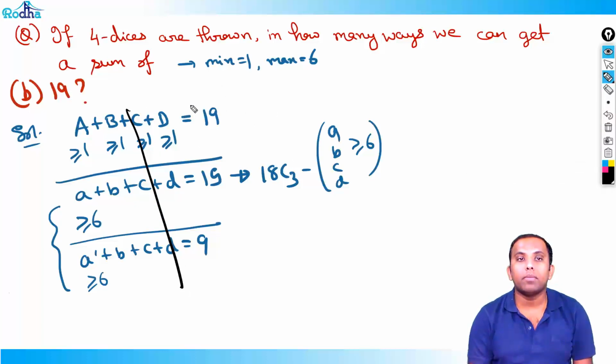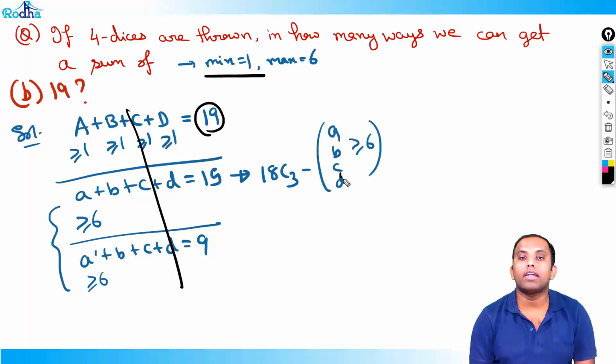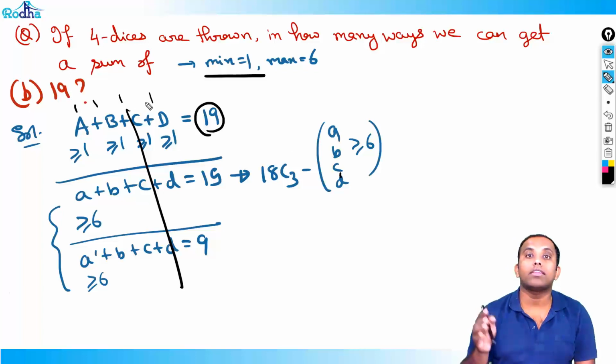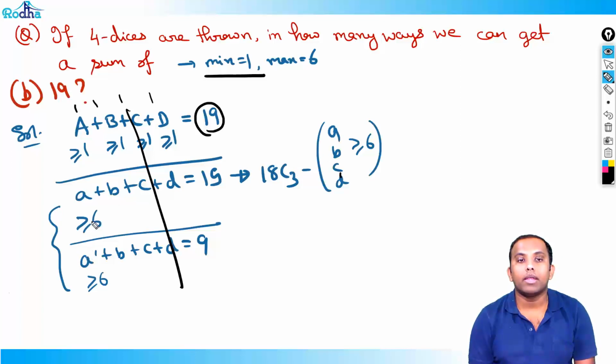If A plus B plus C plus D is equal to 19, in that case I'll satisfy the minimum condition. So minimum is 1, all are 1, 1, 1, 1. So 19 minus 4 is 15 now. So the total number of solutions is 18C3. In that, I have to subtract all those cases where A, B, C, D are greater than or equal to 6, because A, B, C, D have already been given 1, 1, 1, 1. They can take 5 more, but they cannot take 6. So I have to subtract all the cases that are greater than or equal to 6. If I count the number of cases of A greater than or equal to 6, again it becomes what? Now if you give A 6, again it is left with 9.